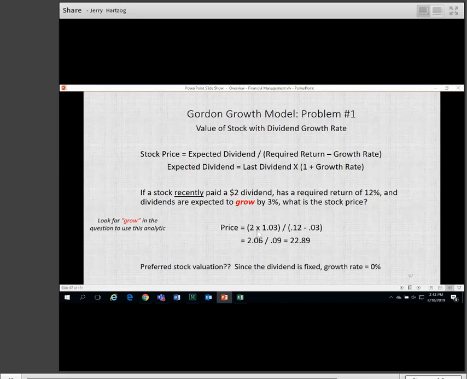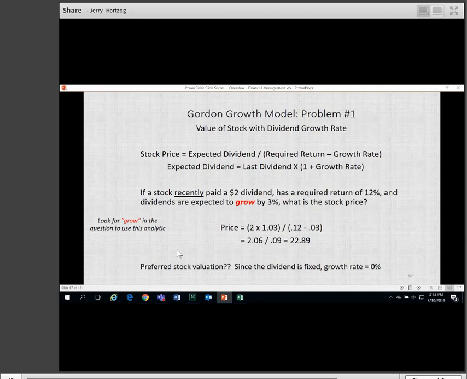So we're going to take that $2 last dividend, multiplied by 1.03, so that we find out the next dividend will be $2.06. We're going to divide it by the required return of 12% minus the growth rate of 3. So we're dividing by 0.09. And we find out the price of the stock is $22.89. So always look for growth as the thing that defines it as Gordon growth model, and also be careful as to whether it is a recently or just paid dividend or the expected dividend.